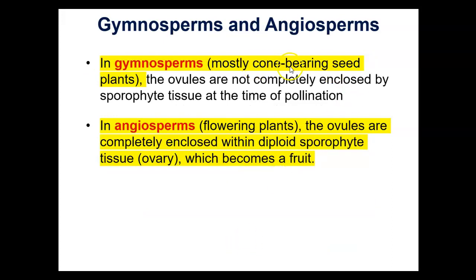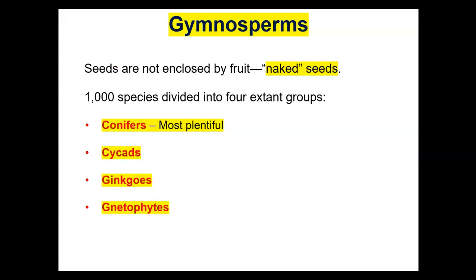Gymnosperms are mostly cone-bearing seed plants. Angiosperms are flowering plants that also produce a fruit. Gymnosperm literally means naked seed. It means a seed that is not enclosed by a fruit. The 4 gymnosperm groups are the conifers, the cycads, the ginkgos, and the gnetophytes. And the conifers are the most plentiful.